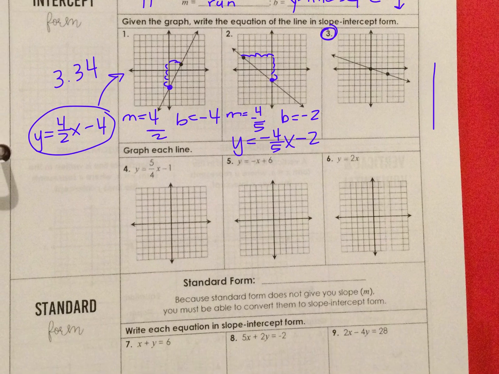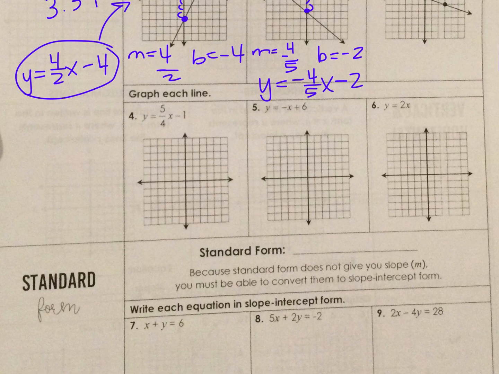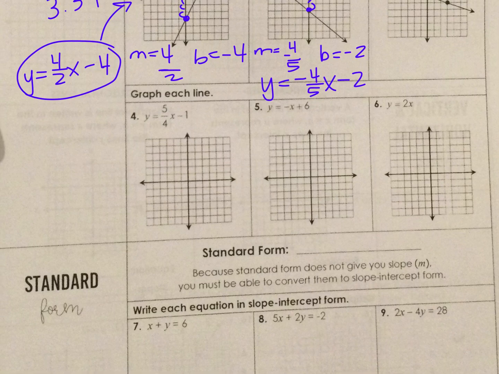All right, number 4, we're going to do the opposite. I'm going to graph them. So it starts at negative 1, dot on negative 1. I'm going to rise 5, 1, 2, 3, 4, 5. And it's positive. I'm going to run 4 to the right. 1, 2, 3, 4. And then I'm just going to draw my line.